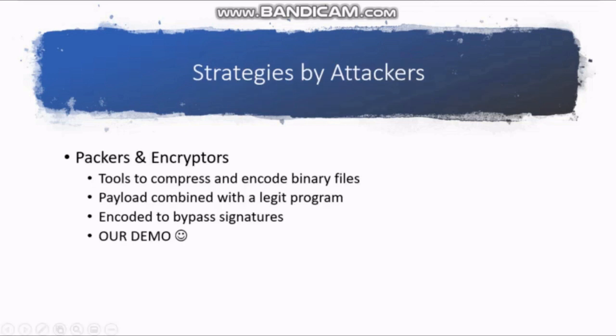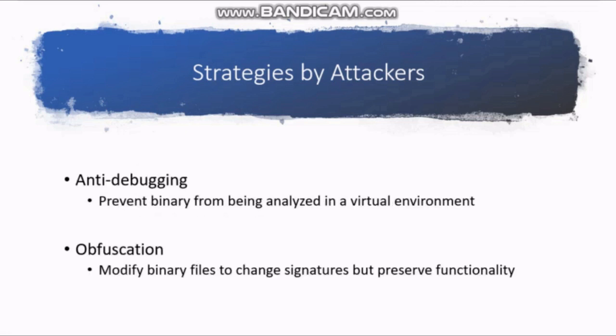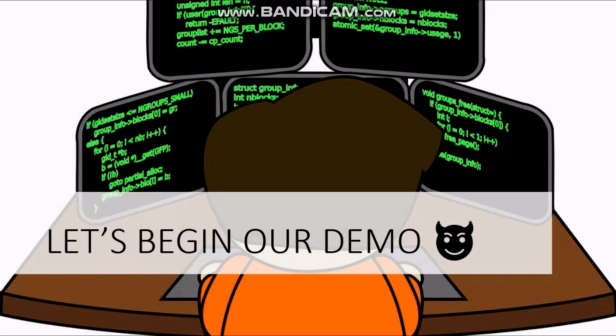Let us look at some strategies by the attackers. The first one is packers and encryptors. These are tools used to compress and encode binary files. The payload is combined with a legit program and encoded so that it bypasses the signatures. Packers unpack the payload into memory and execute it. This will be our demo. Some other strategies are anti-debugging, which prevents binary from being analyzed in an emulated environment. And another one is obfuscation, which modifies binary files to change signatures, but it preserves functionality. Let us begin our demo.